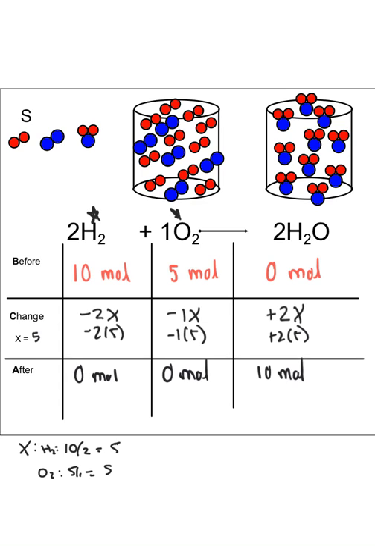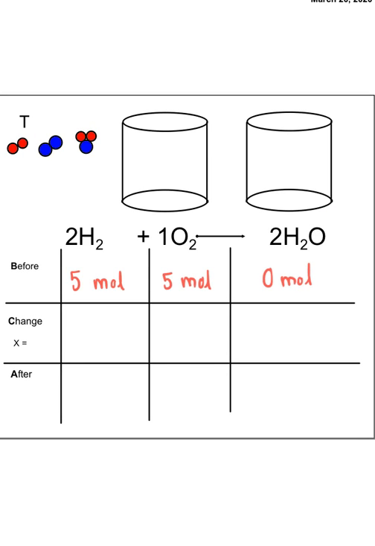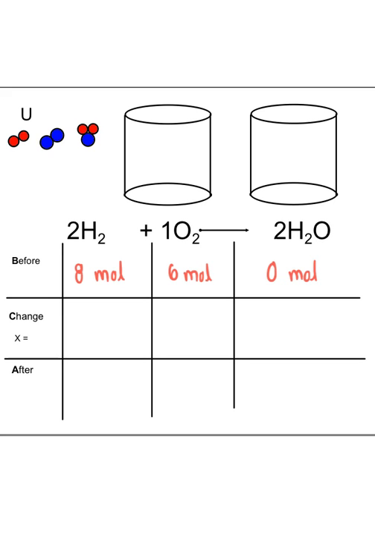So back to the table. If it helps you for those last two, feel free to set up a drawing, just like I did with the beakers. That might be helpful or a good way to check your answer. So there's T and there's U that you are able to use, or you can just do the BCA table. Hopefully this was helpful.